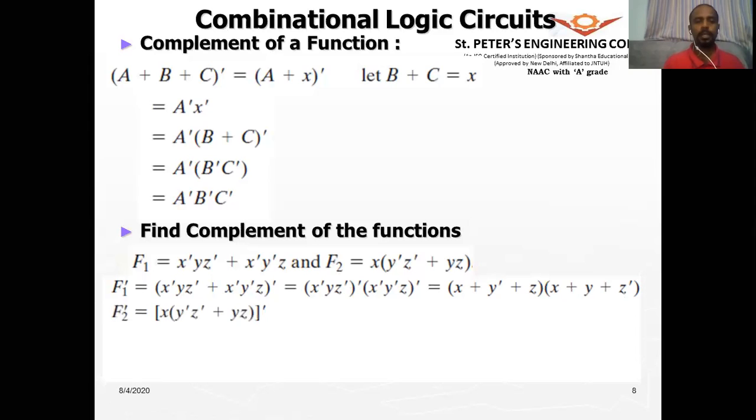So that will be the complement of f1, called the f1 complement. Next, let us find out the f2 complement. The Boolean expression f2 is equal to x of y dash z dash or y z. So when we take the complement, you have to take the f2 function and its whole complement.